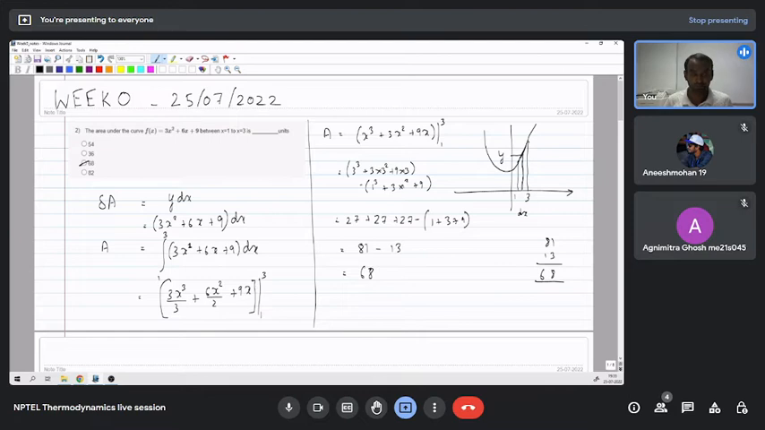Does anyone have any questions in this problem? Anish or Abhinata? No. Okay, then moving on to the next problem.